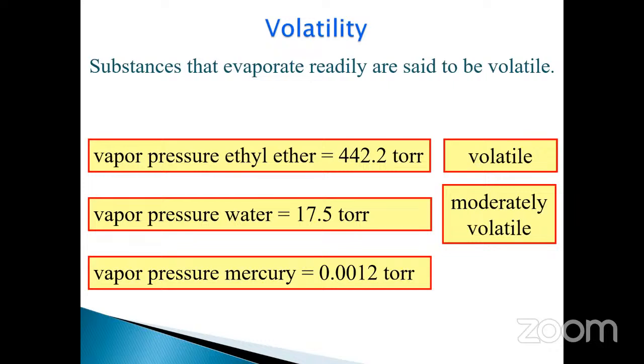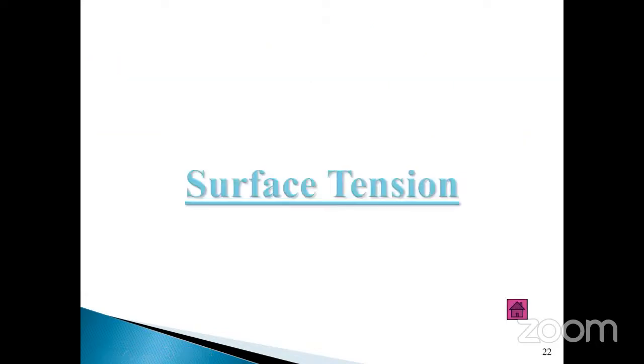But it actually has a non-zero value of 0.0012. So therefore, because it's so low, we consider mercury to be essentially a non-volatile liquid.